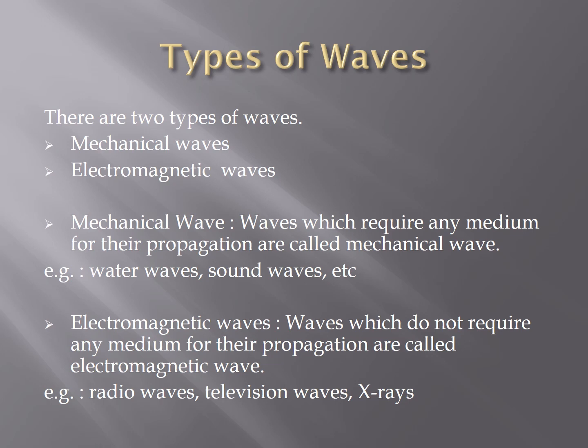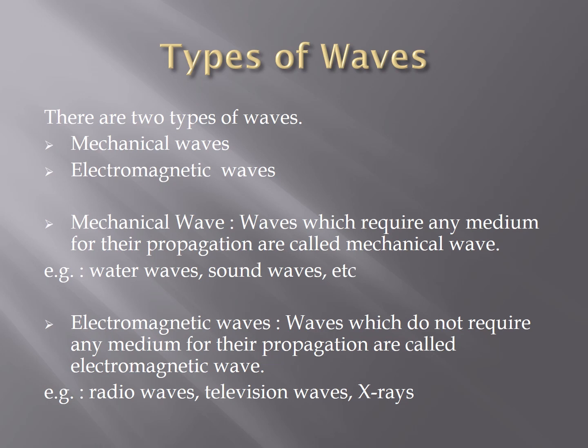According to the disturbance of the particles of the medium, waves are divided into two categories. One is mechanical wave and the other is electromagnetic wave. Mechanical waves are those waves which require a medium for their propagation, meaning they are medium dependent. It means that they can pass through solids, liquids, and gases, and without a medium, they cannot propagate. For example, water waves, sound waves, etc. So, we know from the statement that they strictly require a medium for their propagation.